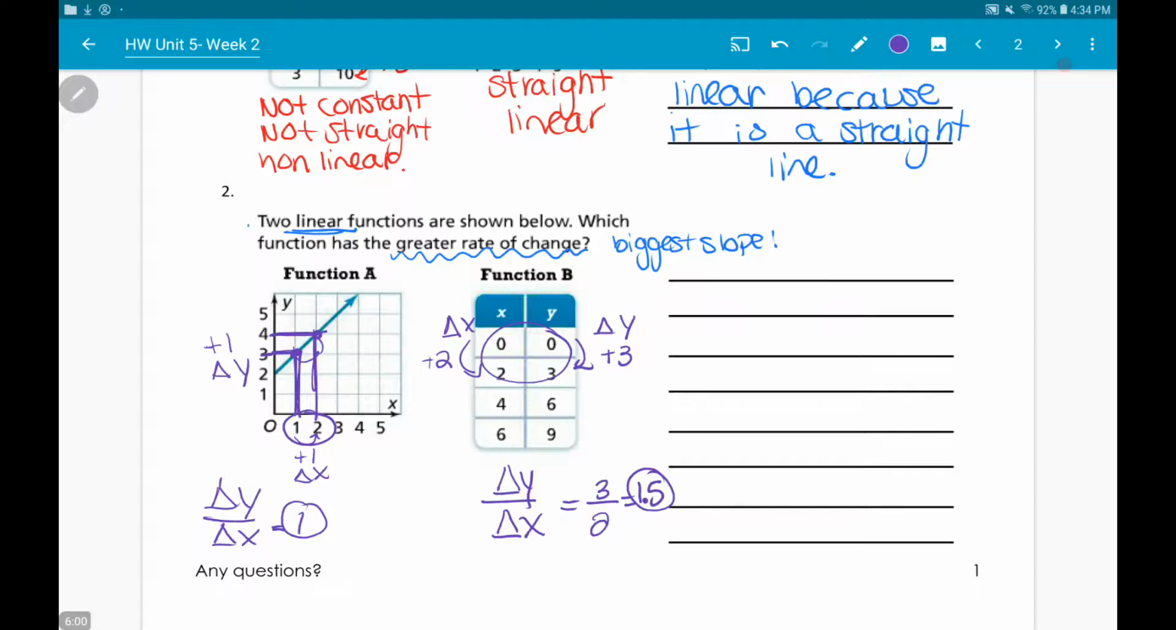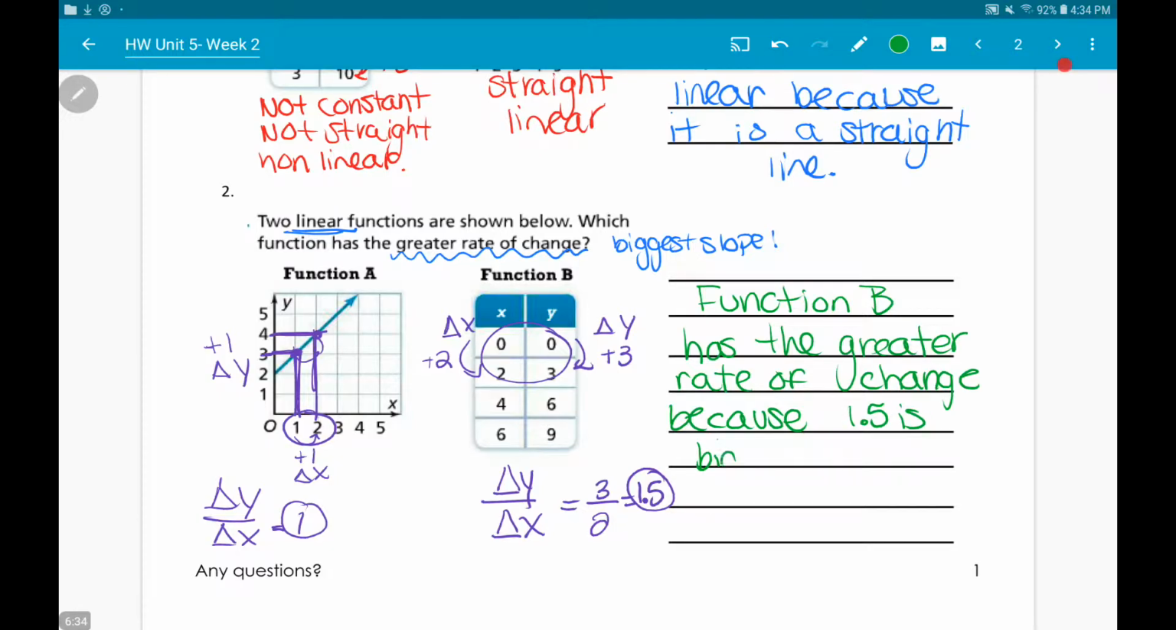All right, so which one is greater? Which one has the bigger slope? So when I look at those two numbers, I see that function B is bigger because it's 1.5. So I would say function B has the greater rate of change because 1.5 is bigger than 1. All right, that's it.